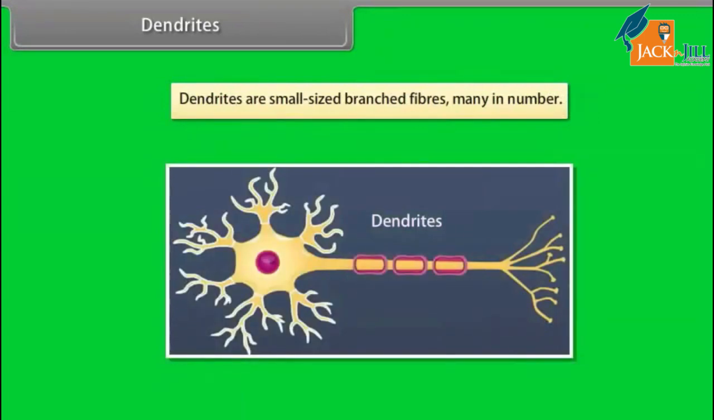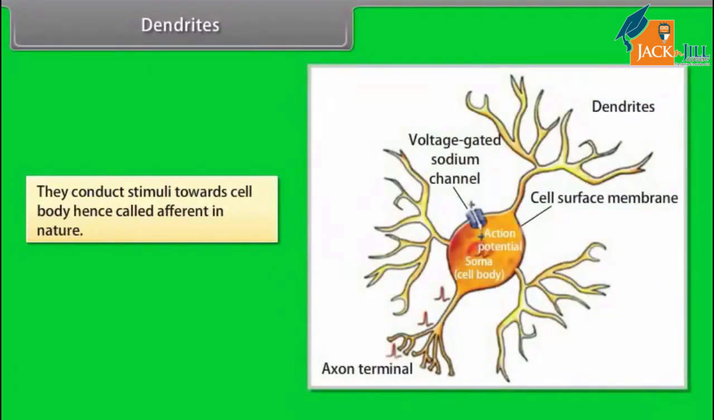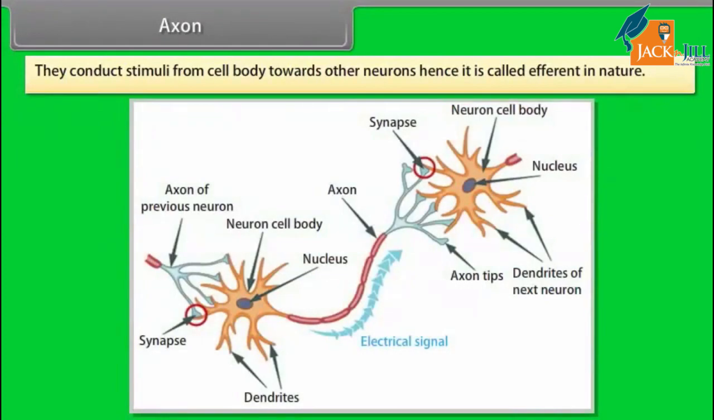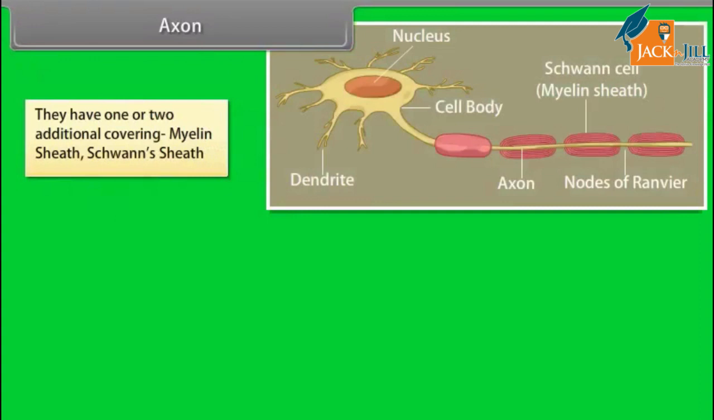Dendrites. Dendrites are small-sized branched fibers, many in number. They conduct stimuli to its cell body, hence called afferent in nature. Axon. Axon is actually the largest cell in the body. They are long-sized fibers. They are unbranched and only 1 in number. They conduct stimuli from cell body towards other neurons, hence it is called efferent in nature. They have one or two additional coverings.